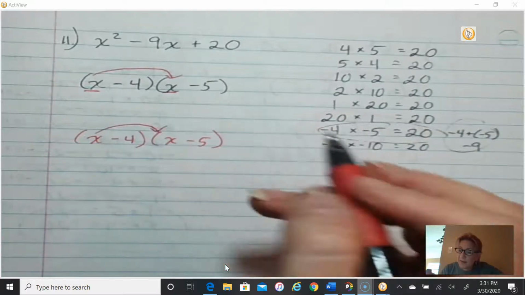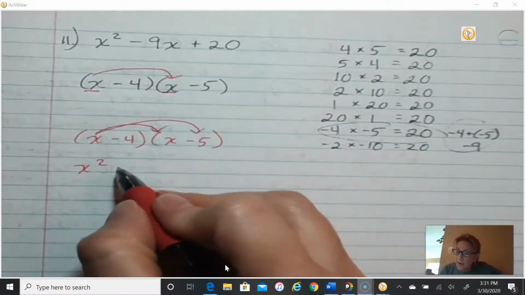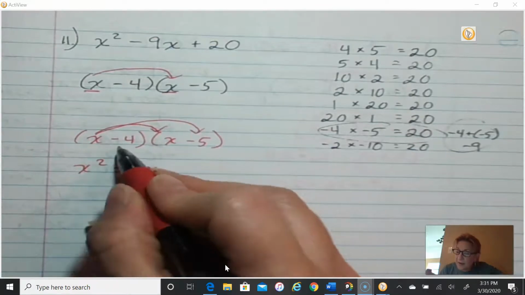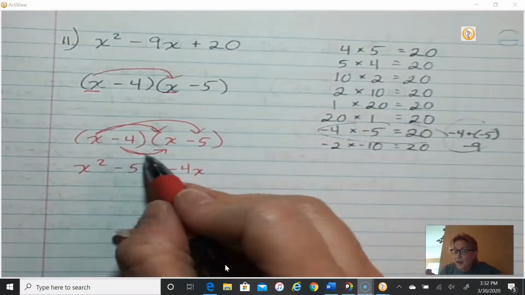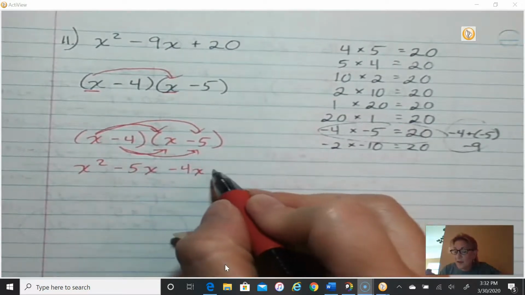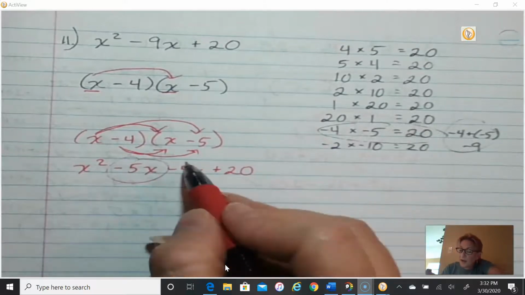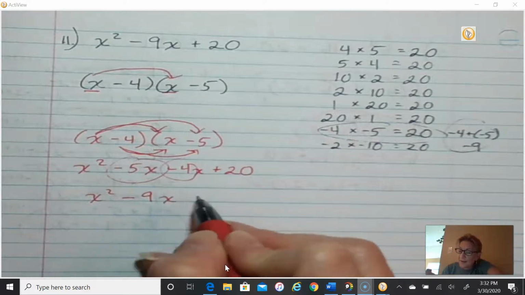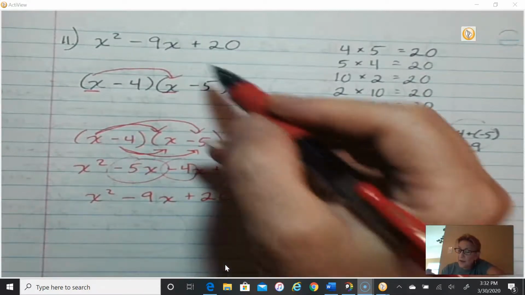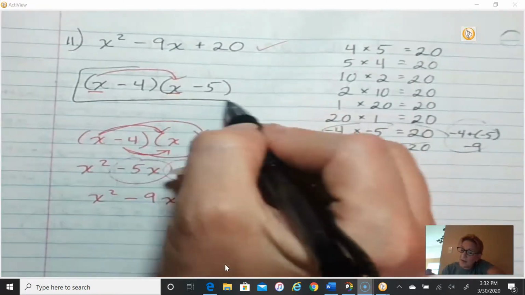FOIL, x times x is x squared. x times negative 5 is negative 5x. Negative 4 times x is negative 4x. And negative 4 times negative 5 is positive 20. Combine your like terms, and that's a negative 9x plus 20. Yep, they check. So there is your answer.